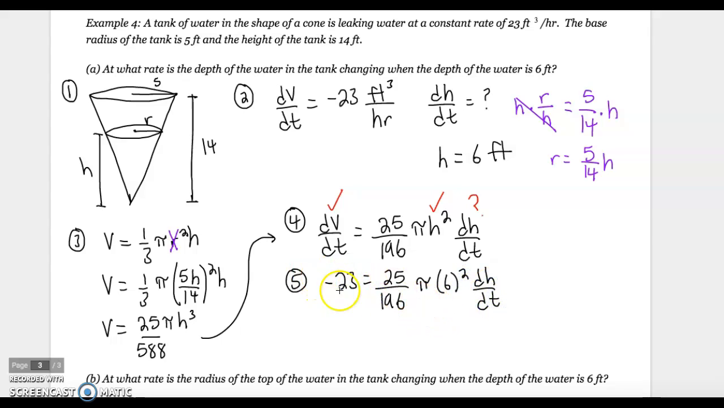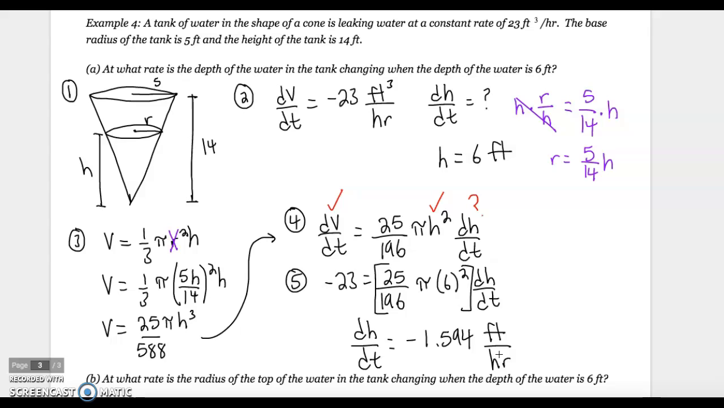So I would just calculate what all this stuff is together, and then do negative 23 divided by that number, and that's how you end up with your dh/dt. So let's do that. Negative 23 divided by (25 over 196 times pi times 36). And I get negative 1.594. And volume was feet cubed, so this would just be feet per hour.